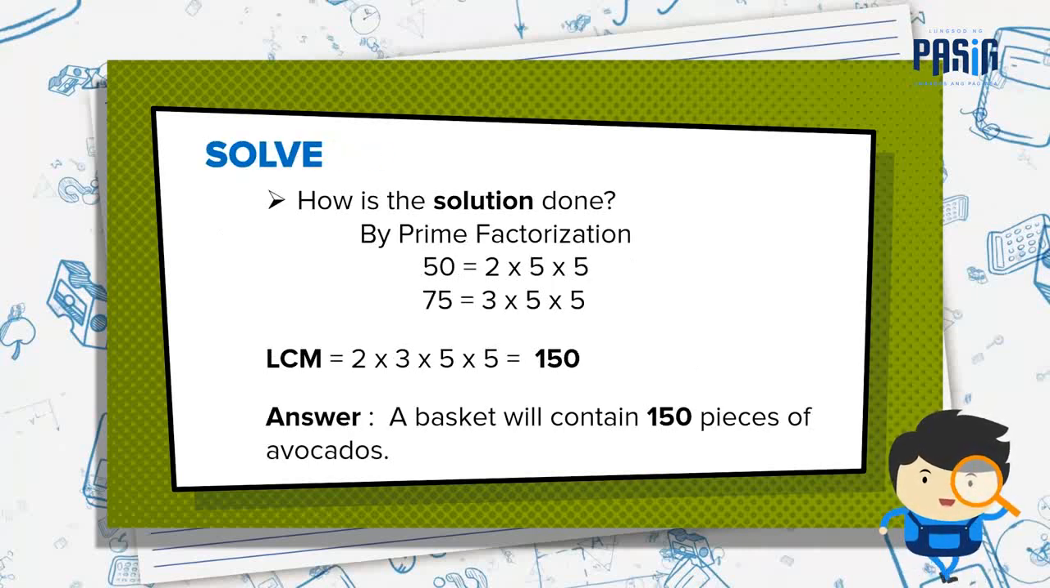You can solve this problem by using prime factorization. The prime factors of 50, we have 2 times 5 times 5. For 75, we have 3 times 5 times 5. So the LCM of 50 and 75, we have 2 times 3 times 5 times 5, which is equals to 150. So to answer the problem, what is the smallest number of avocados that can be placed in baskets with 50 and 75 pieces? The answer is 150. A basket will contain 150 pieces of avocados.